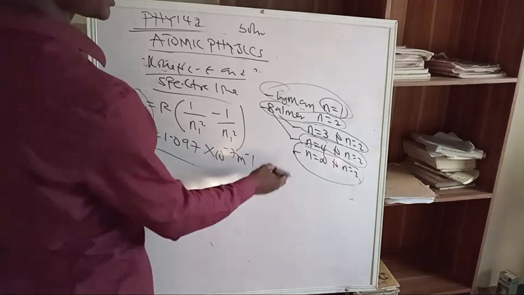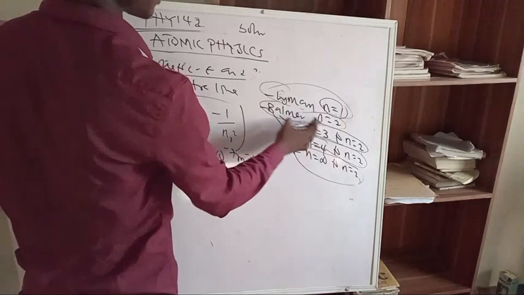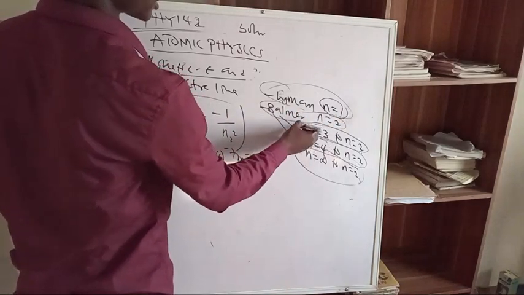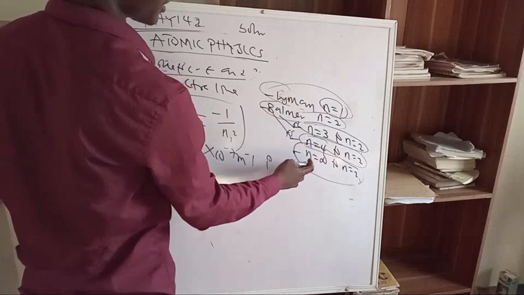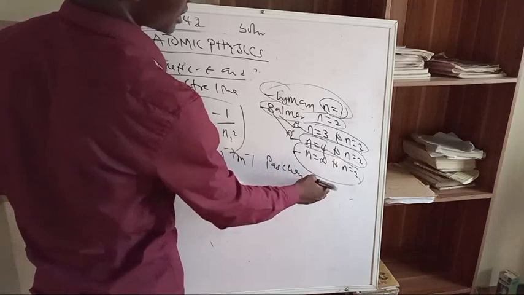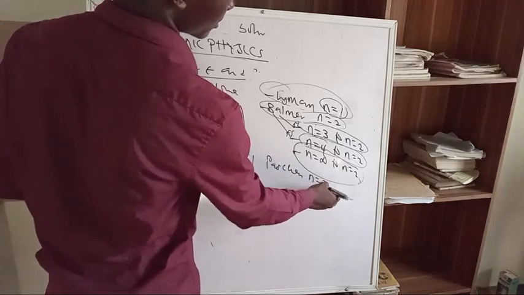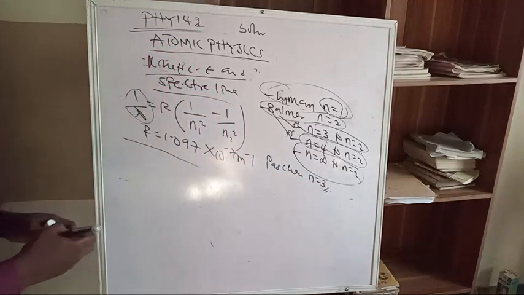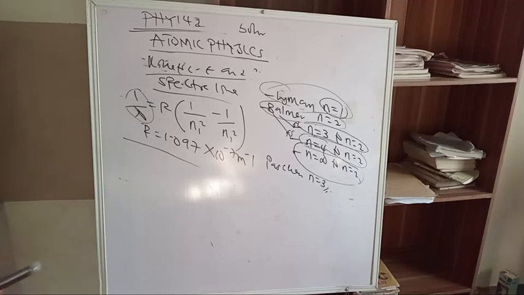Then Paschen series. I know that Lyman ends in 1, Balmer ends in 2. This is the shortest wavelength, this is the first line, while this one is the series limit. Then Paschen series ends in n is equal to 3. Migration that ends in n is equal to 3 gives us Paschen series. Okay, so that is that.